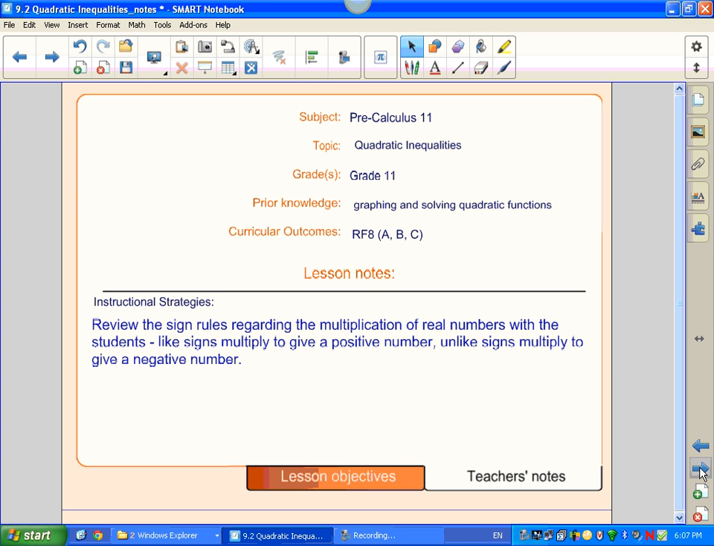We're going to specifically cover outcome RF8, and when we do that, we also have to tap into information that we knew for RF3, RF4, and RF5. That's chapter 3 and chapter 4. We need to be able to graph a quadratic. We need to be able to solve a quadratic.